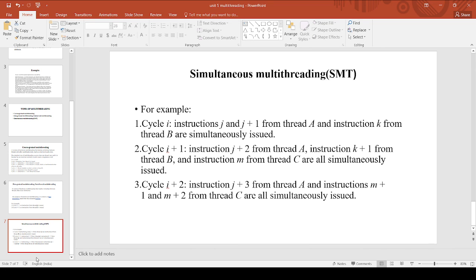Simultaneous multithreading. In simultaneous multithreading, in a single clock cycle, instructions from thread A, thread B, and thread C are executed simultaneously.